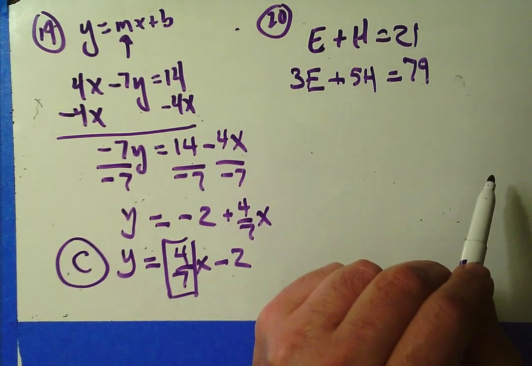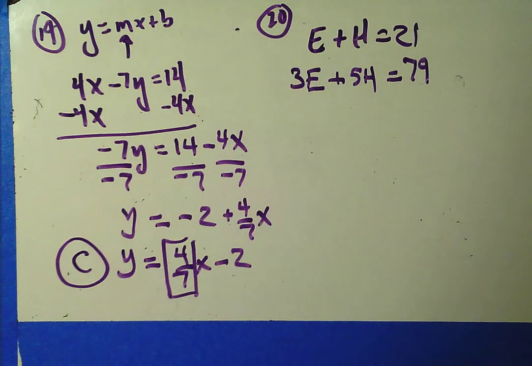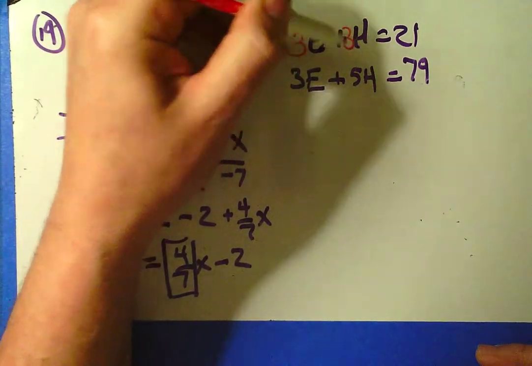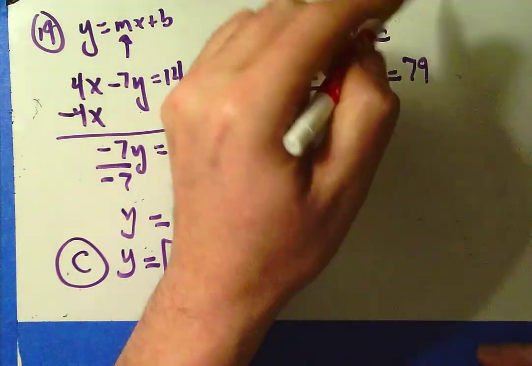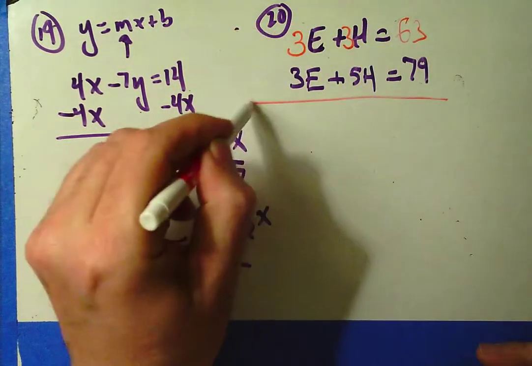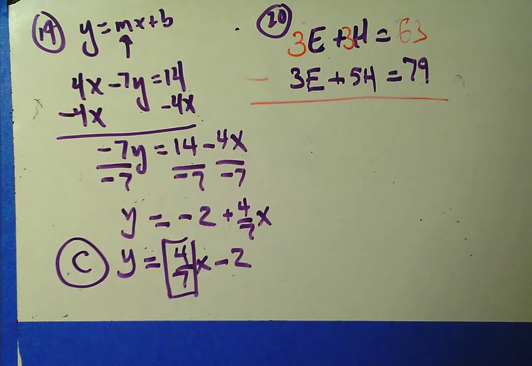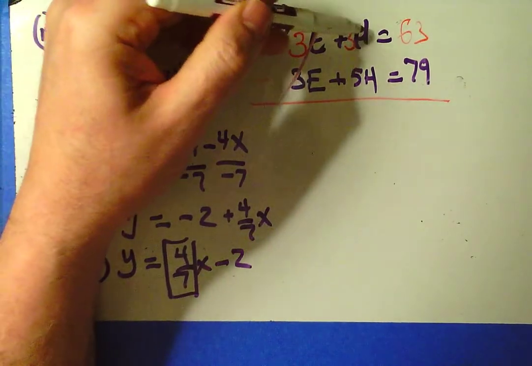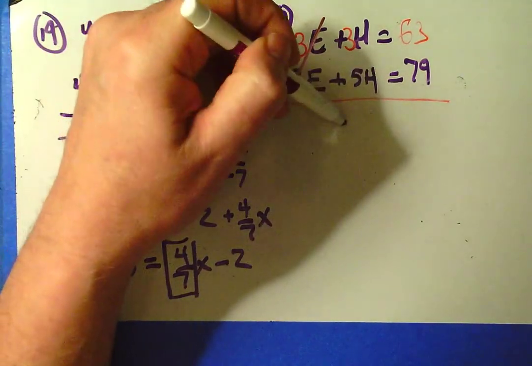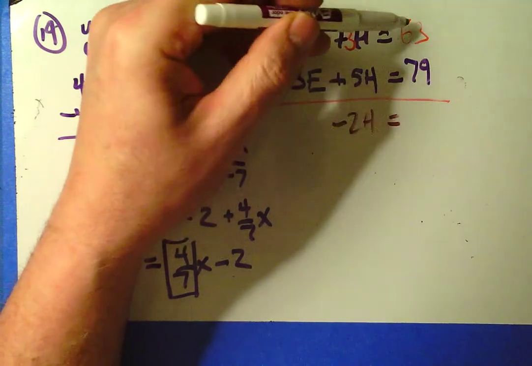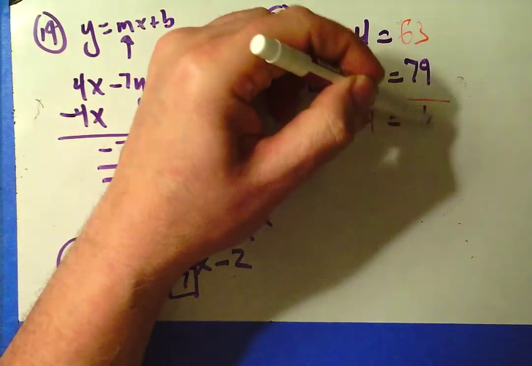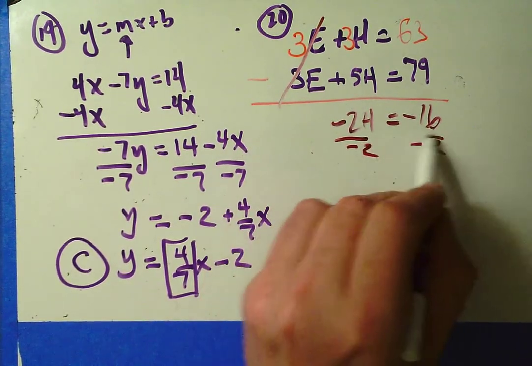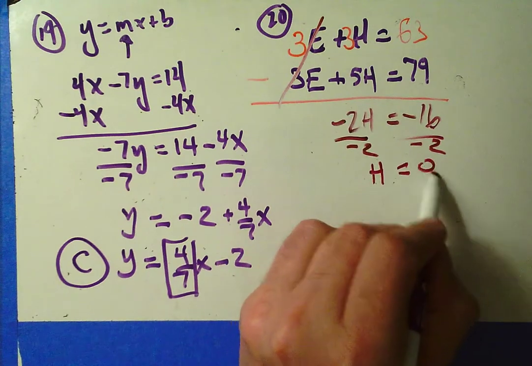I'm going to use elimination, and I'm going to multiply the top row by 3. So I'll have 3e, 3h, and 3 times 21 is 63. And then I'm going to subtract one equation from the other. So 3e minus 3e, the e's cancel. 3h minus 5h is negative 2h. And 63 minus 79 is negative 16. So when I divide both sides by negative 2, I get h equals 8.